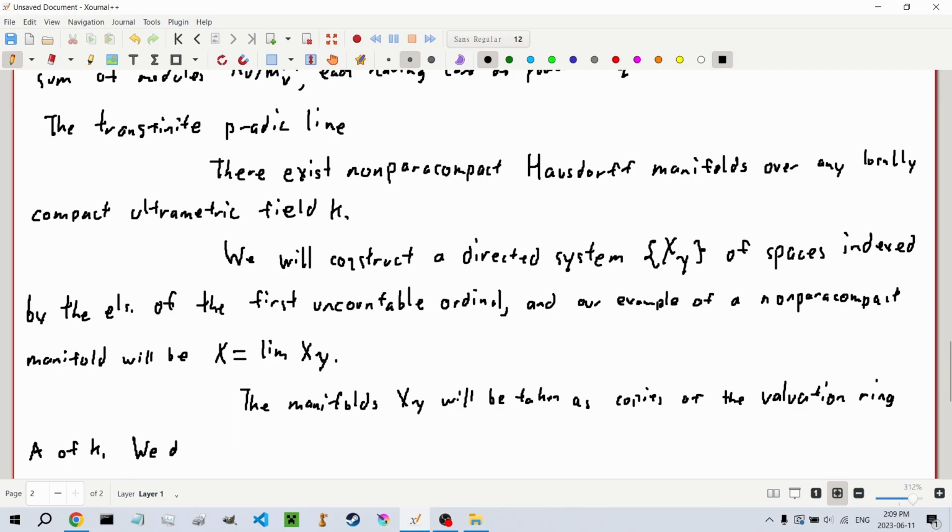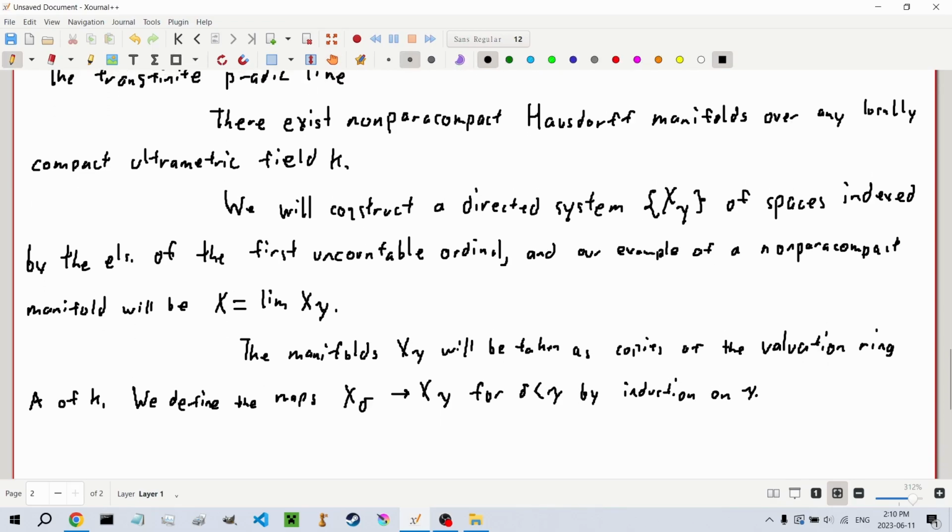And we will define the maps sending a smaller manifold with a smaller index into a manifold with a larger index, for delta less than gamma, by induction on gamma.